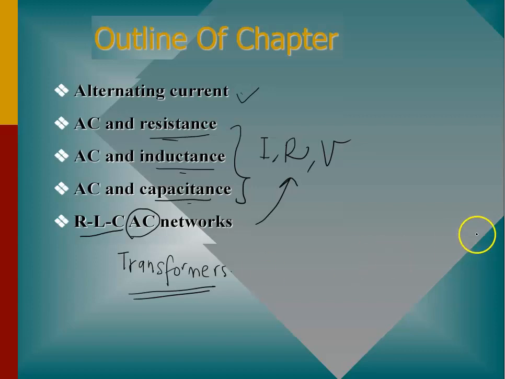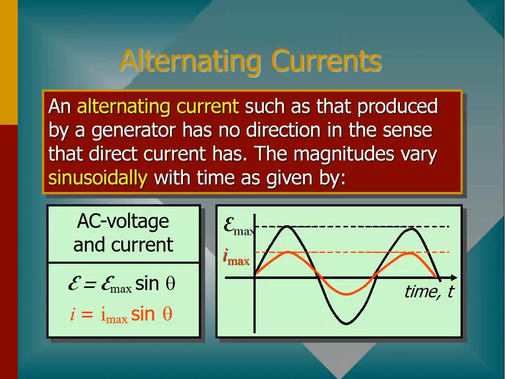So I continue with the first subtopic, which is alternating currents, also known as AC. AC is a current produced by a generator, which has no direction. This is the keyword. There is no direction in AC, in the sense that direct current has.